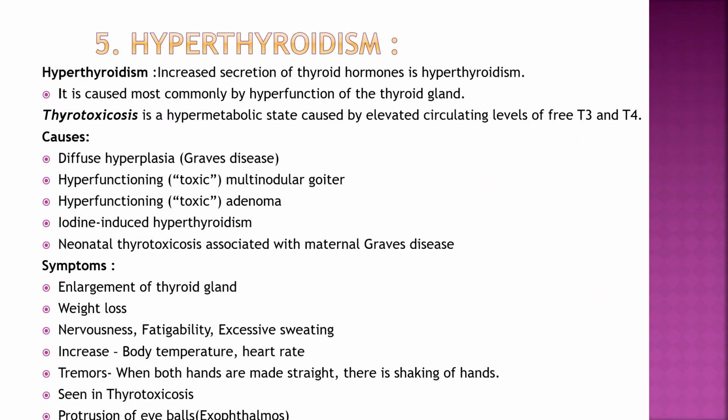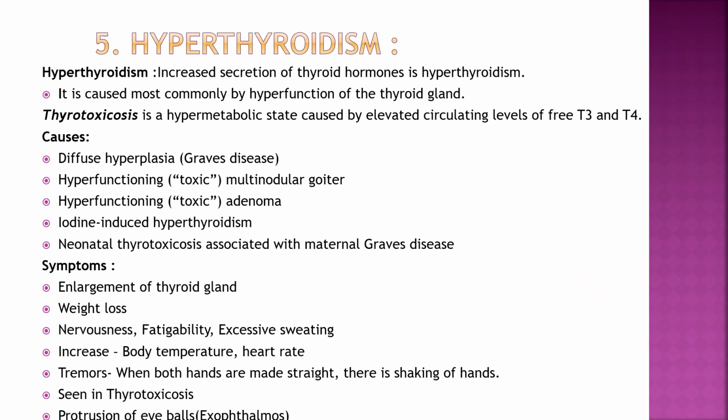Hyperthyroidism is increased secretion of thyroid hormones. It is mostly because of hyperfunction of the thyroid gland. Thyrotoxicosis is a hypermetabolic state with elevated levels of T3 and T4. The causes of hyperthyroidism are diffuse hyperplasia, also called Graves' disease, toxic multinodular goiter, toxic adenoma, iodine-induced hyperthyroidism, or neonatal thyrotoxicosis because of maternal Graves' disease.